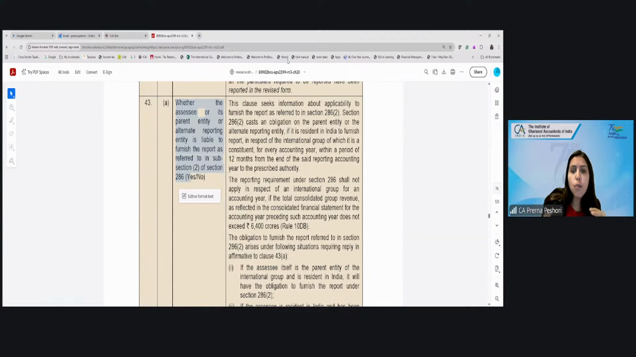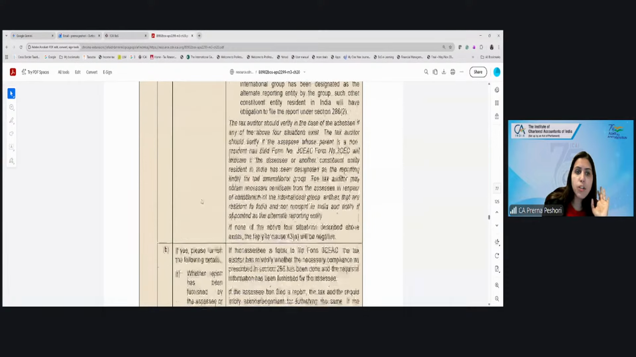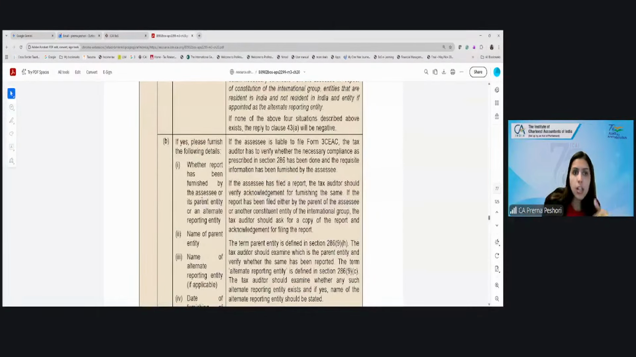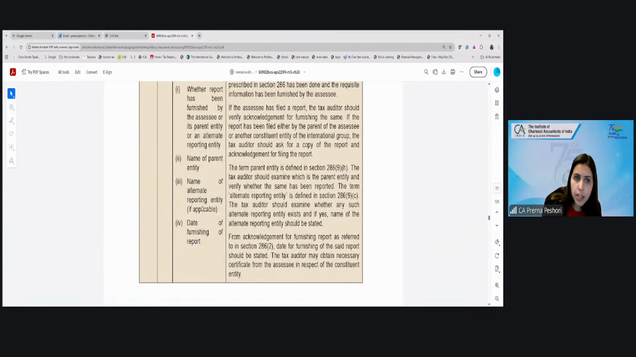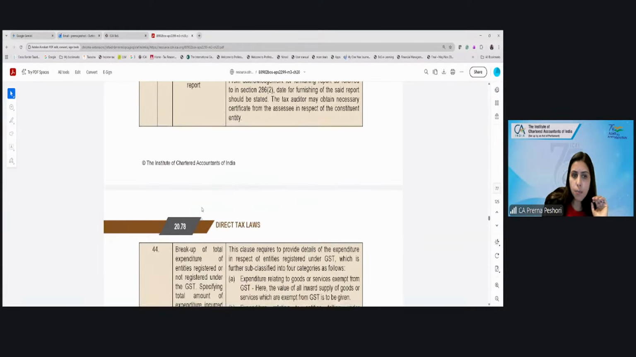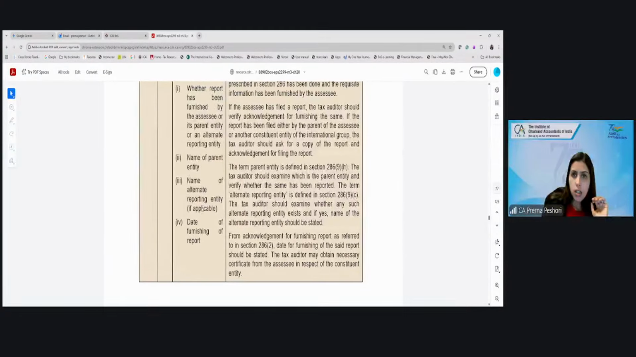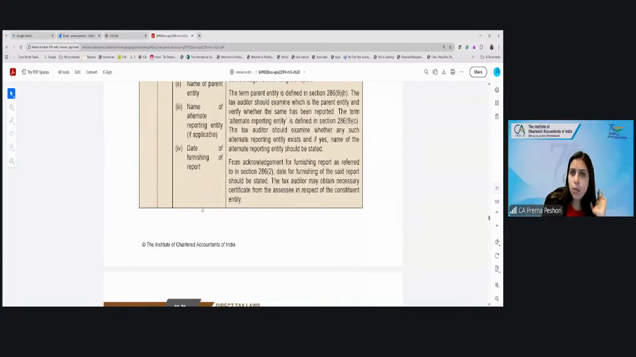And it should obtain the necessary details about it and report it. If yes, please furnish whether the report has been furnished by the assessee or its parent entity, name of the parent entity, date of furnishing the report. So basically all these things need to be furnished over here.